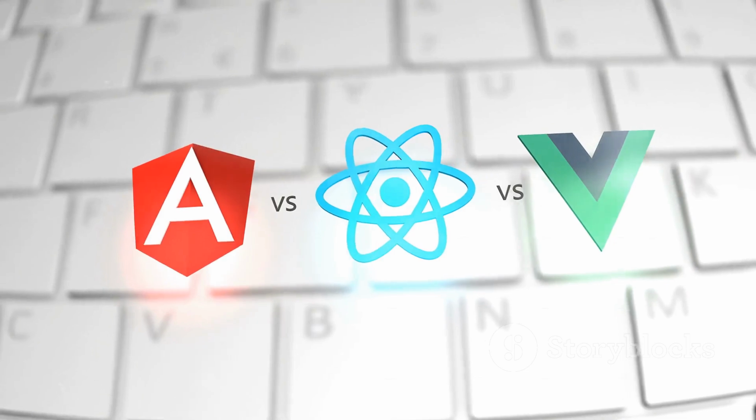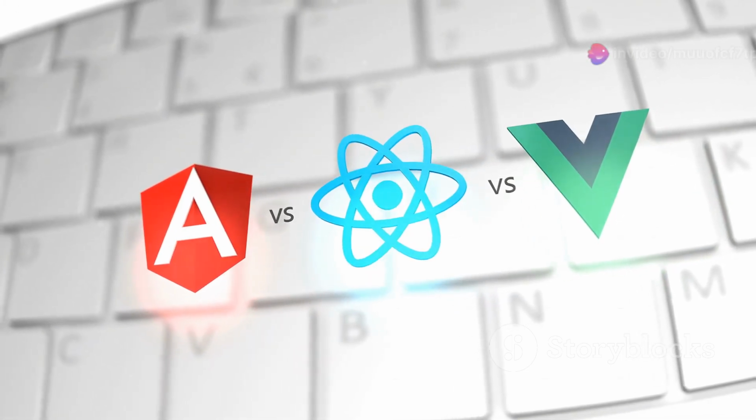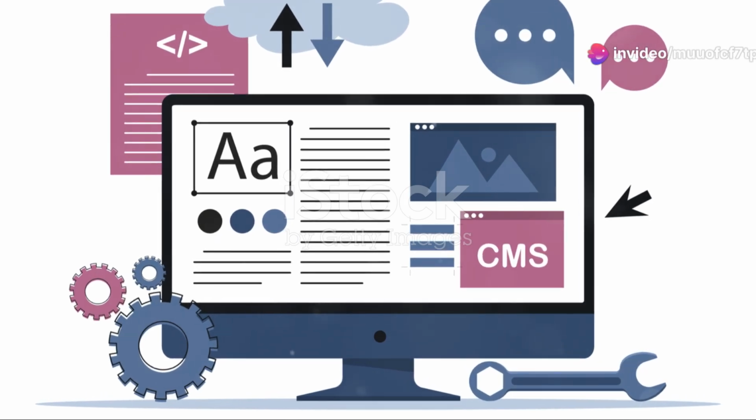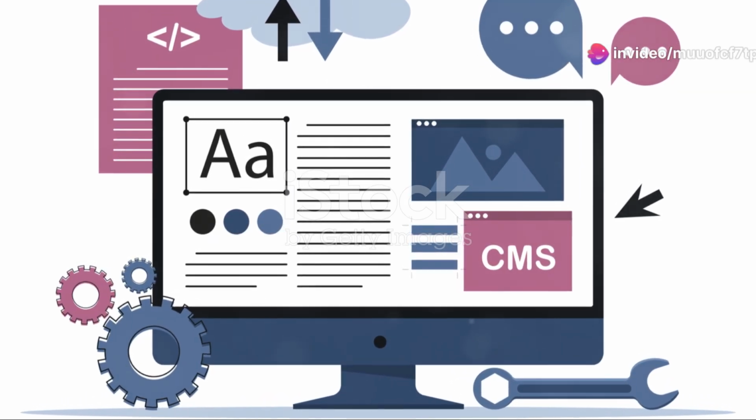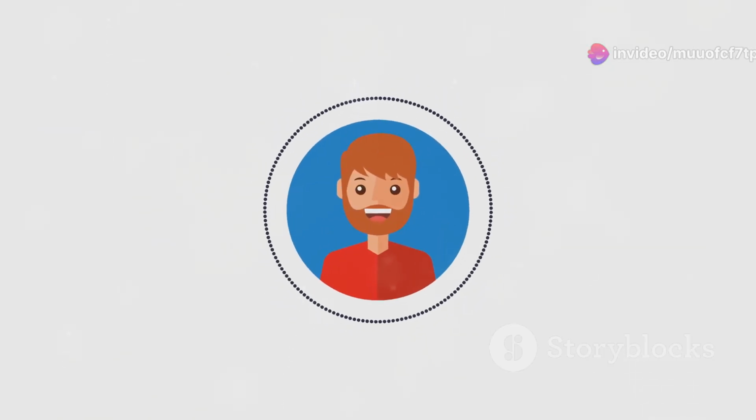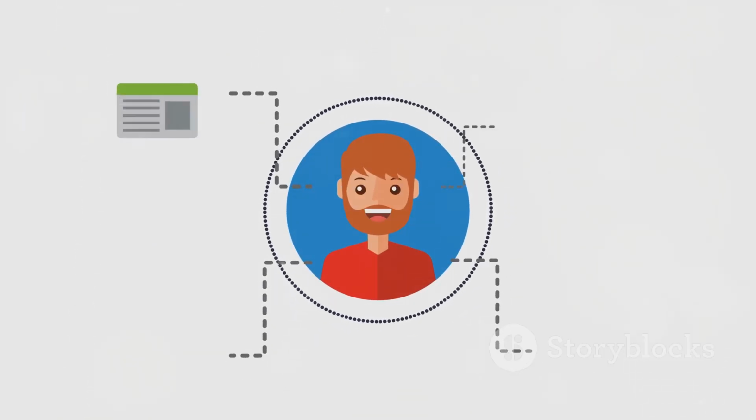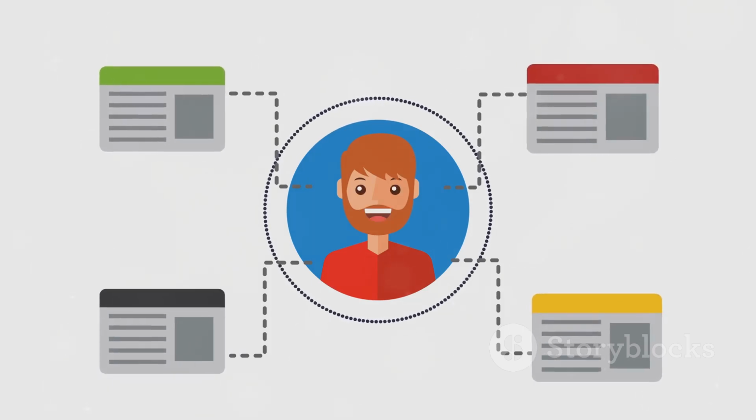Step 1. Choose your platform. WordPress, Wix, and Squarespace are some great options. They come with user-friendly interfaces and tons of templates to get you started.